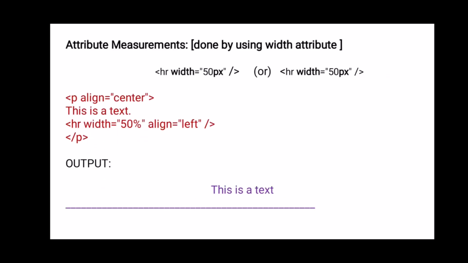Attribute measurements. As an example, we can modify a horizontal line so it has a width of 50 pixels. This can be done by using the width attribute. An element's width can also be defined using percentages or pixels. The align attribute is used to specify how the text is aligned. In the example below, we have a paragraph that is aligned to the center and a line that is aligned to the left. The align attribute in the p tag is not supported in HTML5.